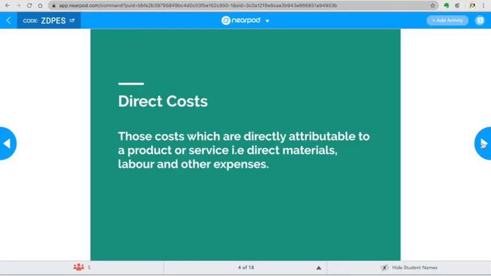The first part of the manufacturing account, you were looking at cost of raw materials consumed. And then we had direct costs, and there we looked into direct cost. Now here we have the definition which says that these are costs which are directly attributable to a product or service, like direct materials, direct labor, and any other expenses.